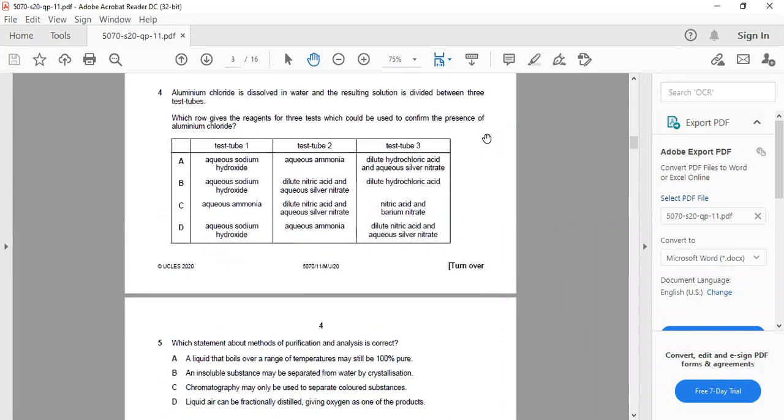Number 4 is again test for ions. Read the question. Aluminum chloride is dissolved in water. Which test could be used to confirm the presence of aluminum chloride? It means test for aluminum ion and test for chloride ion. Test for chloride ion is very easy: add dilute nitric acid followed by silver nitrate. So where is it? This one, D.